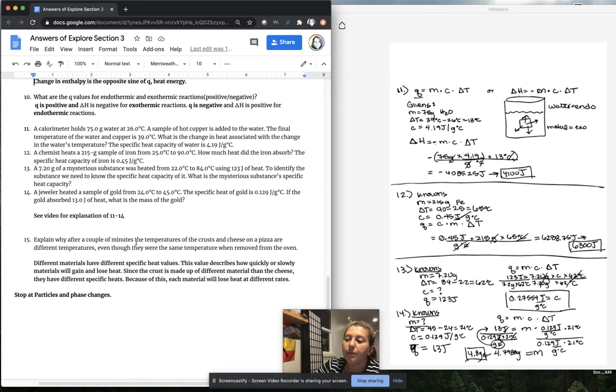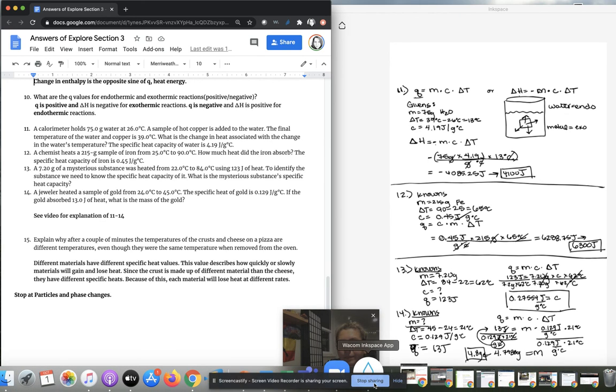Specific heat, again, is the property of different materials out there that allows them to heat up or cool down at different rates, right? So depending on its specific heat is going to allow that heat transfer to occur either faster or slower. In this case, the cheese is probably going to have a higher specific heat. It's going to retain that heat energy longer than the crust, because the crust is going to cool down a lot faster than the cheese. So that is directly related to, again, specific heat.